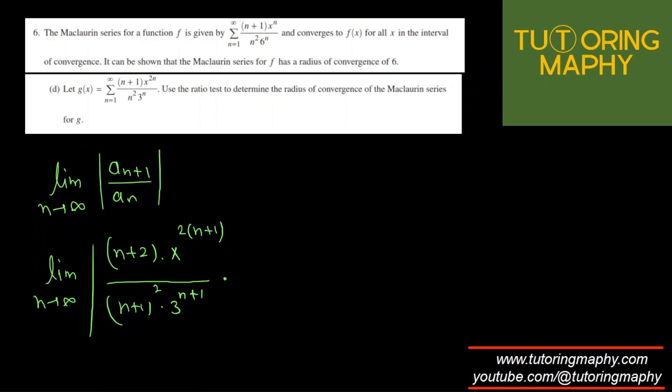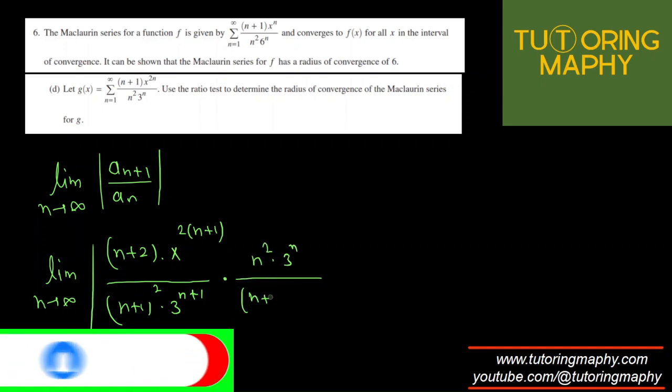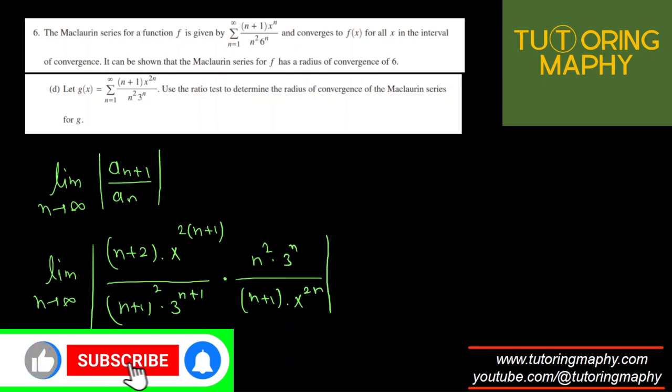So again, I'm going to use the same thing. Keep change flip. So when I flip this up, the n square and 3 raised to n comes on top, and n plus 1 times x raised to 2n stays at the bottom.